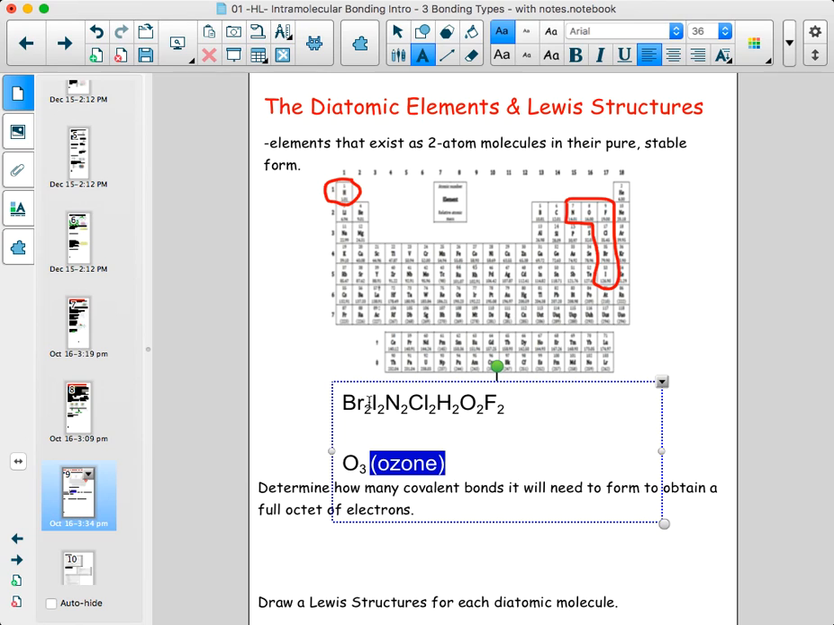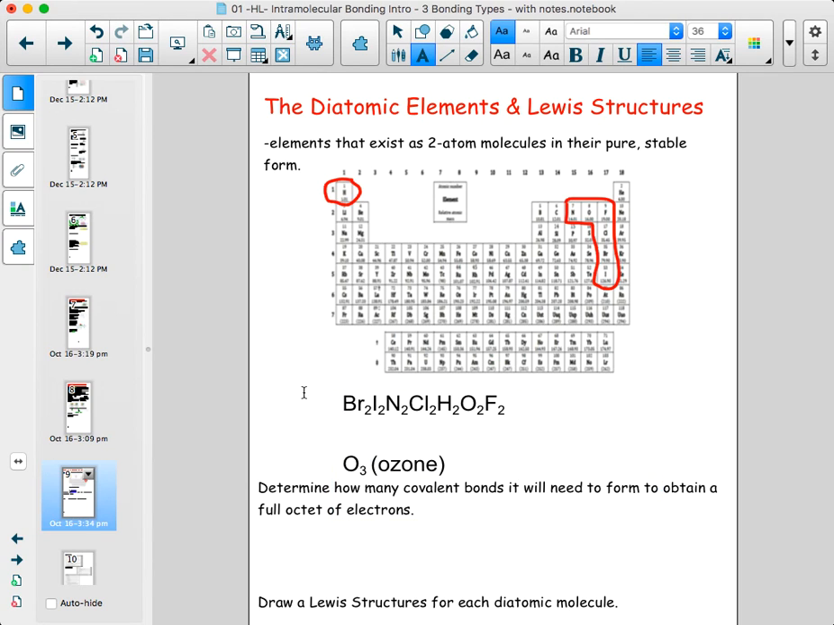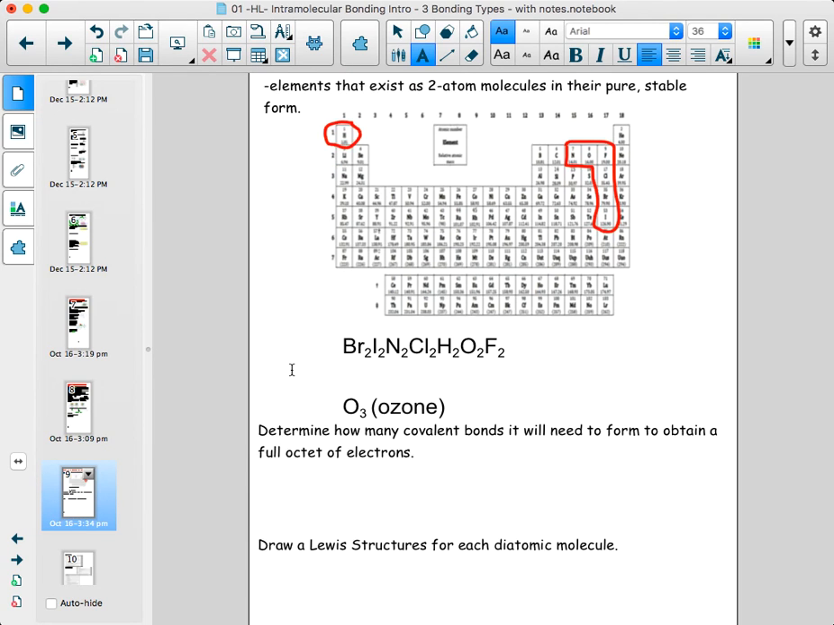These molecules can be split apart, but in their normal elemental form, if you read an IB question that's talking about hydrogen being produced by a reaction, it's talking about producing H2. If you talk about the oxygen that we're breathing in that's helping us stay alive, we're talking about O2 molecules. So these elements normally in their most stable pure form as elements exist as small 2-atom molecules, so they're referred to as the diatomic elements.